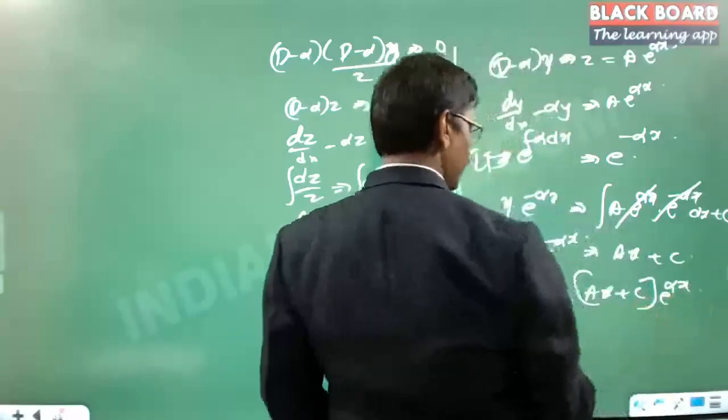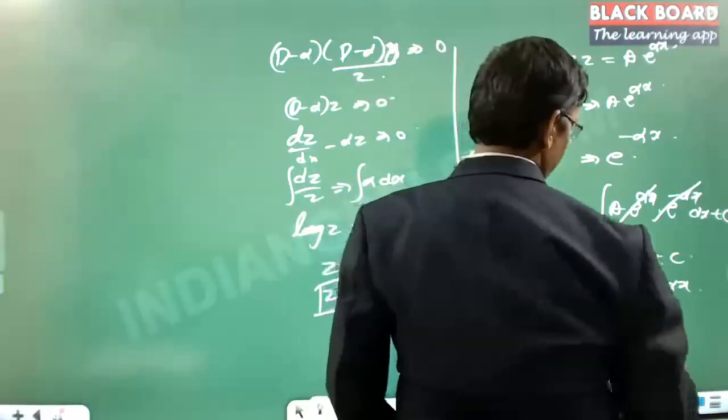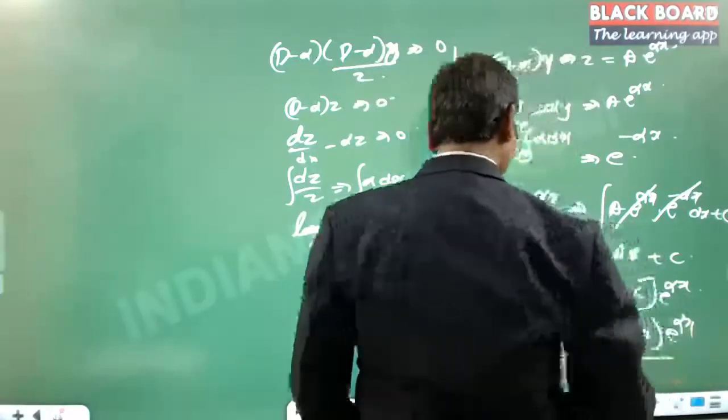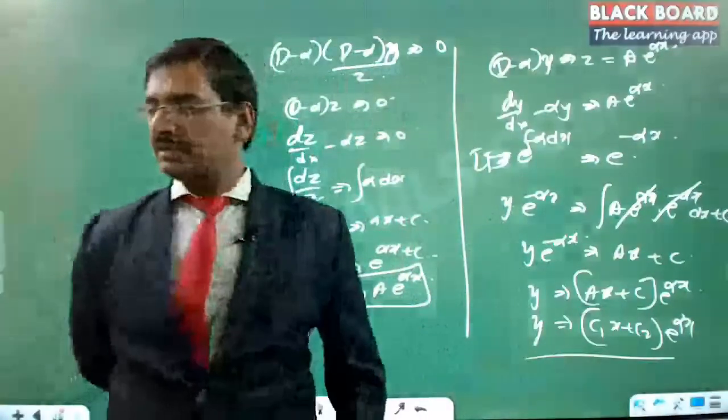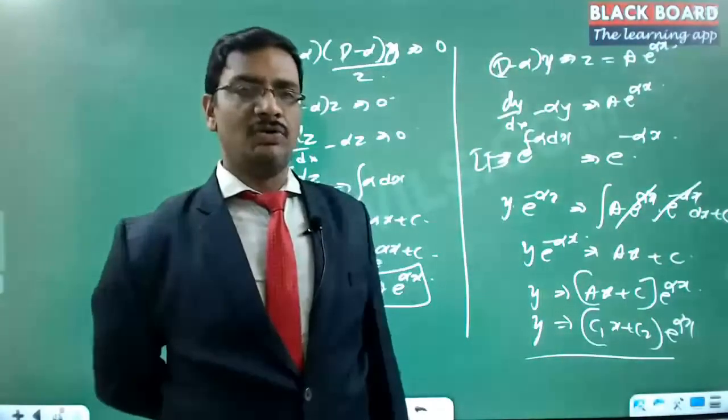So these two are the arbitrary constants. Our standard convention is c1x plus c2 times e power alpha x. So this is the solution. Actually we will get it. Got it? c1x plus c2. It is exactly the same procedure we followed.